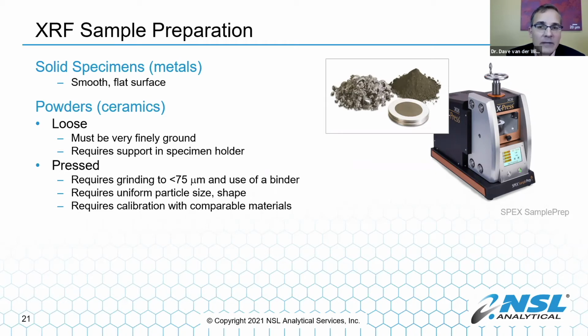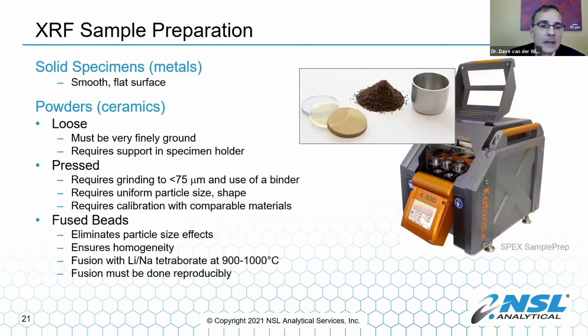And then you're still going to have to do calibrations with comparably shaped and milled materials. Even better is to use a fused sample prep. Here you form fused beads by combining the ceramic powder with a tetraborate material, such as lithium tetraborate, at about 1,000 degrees to form this fusion. This eliminates the particle size effects and any effects of homogeneity within the powder. The one key is this process does have to be done reproducibly between samples and your standards.